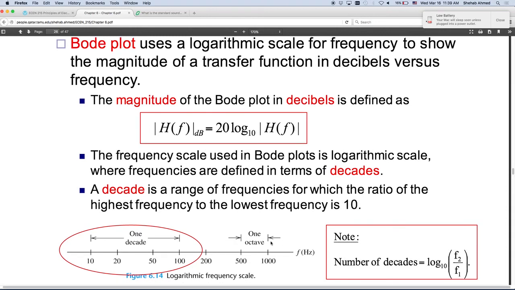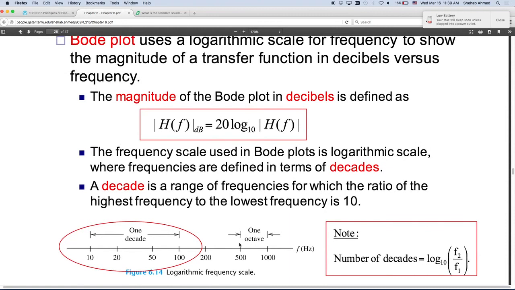And you can do the same on the frequency plot. And typically we are interested in, for example, FB, or the frequency of a signal, and 10 times that, for example, or 2 times that. So we give that a name, right? If there's a 10 times difference, we call that a decade. And if there's a 2 times difference in frequency, we call that an octave.